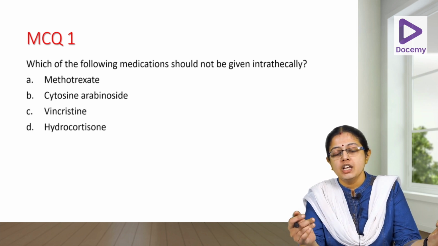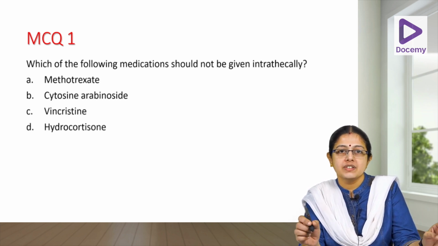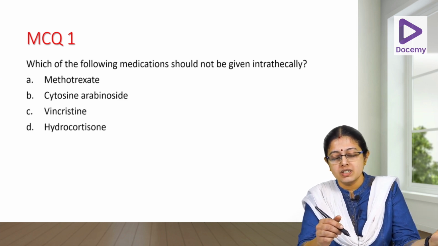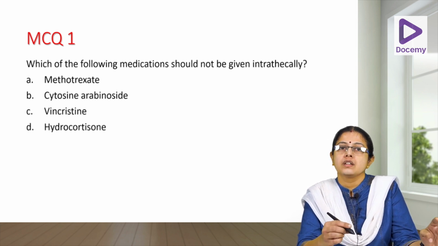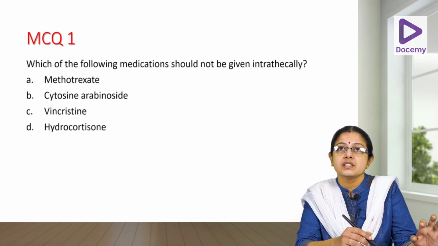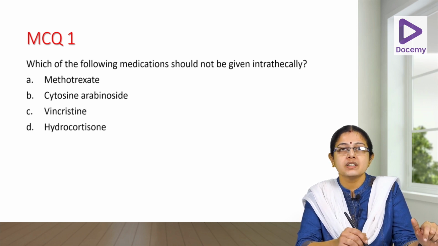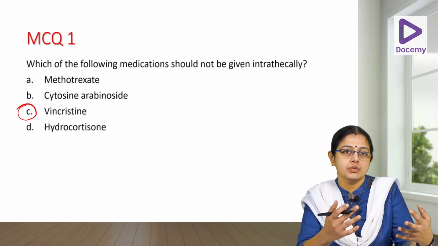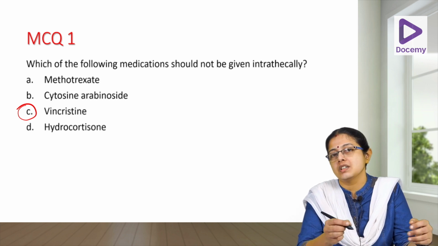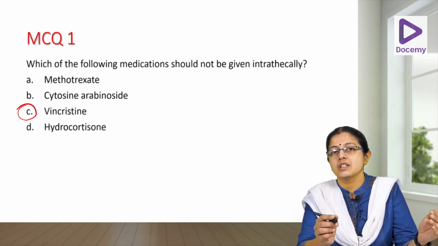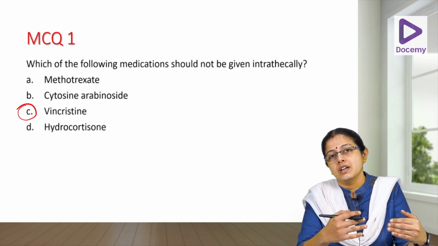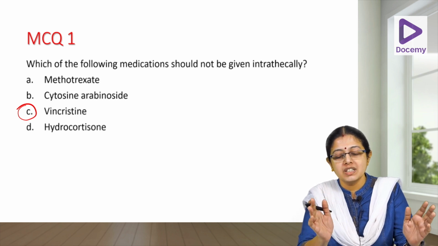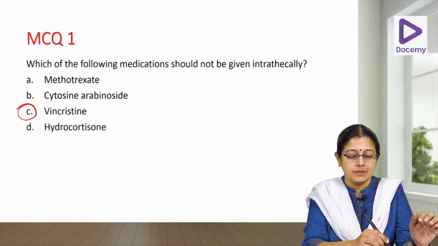So the first one: which of the following medications should not be given intrathecally? Methotrexate, cytarabine, vincristine, hydrocortisone. The answer to this particular question is vincristine, because all the other 3 drugs have been found to be safe to be given intrathecally, and if vincristine, even by mistake, happens to be given intrathecally, the patient could develop a rapid ascending encephalomyelitis, and it could be a fatal condition. So vincristine is one drug which should not be given intrathecally.